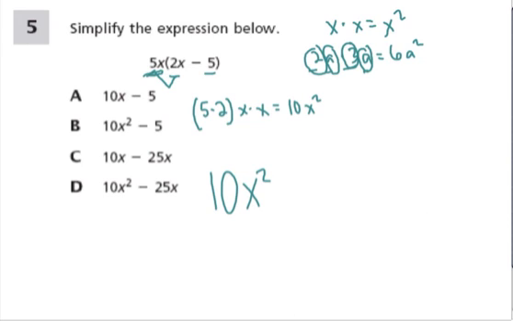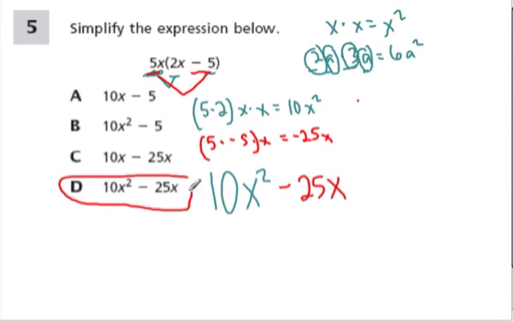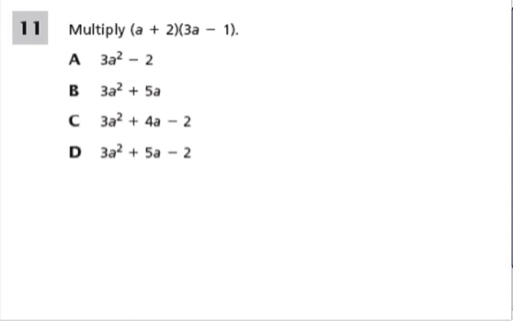And next we distribute the 5x to negative 5. What's that going to be? Well, 5 times negative 5 times x is equal to negative 25x. So that's our next term, minus 25x. And we're done. So we have to look for the answer. Here it is, D, 10x squared minus 25x.